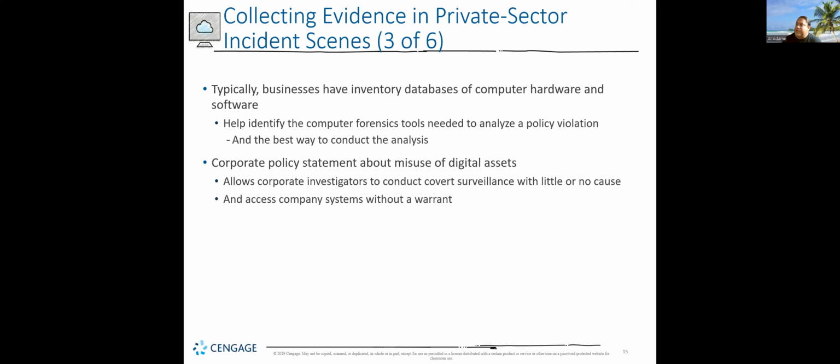So corporate policy statements about misuse of digital assets allow corporate investigators to conduct covert surveillance with little or no cause. Yeah, but that's something you sign to and agree to. If you're not doing anything wrong, you're fine. Access computer systems without a warrant. Yeah, because it's internal. You don't need a warrant to investigate an employee if you work there, and it's your job. It's part of your job. They agreed to it when they signed up. So on to the next slide.